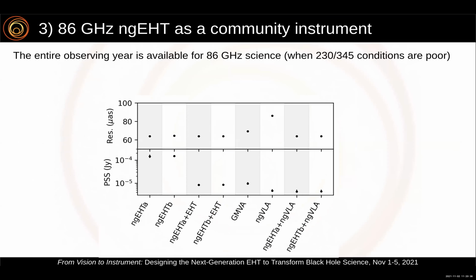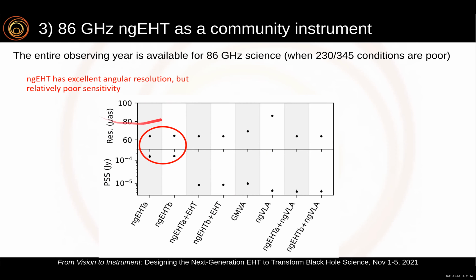Then as a community instrument, what you can do with the ngEHT, so the entire observing year is available for 86 gigahertz science whenever 230, 345 conditions are poor. We looked here at the resolution and the point source sensitivity. So point source sensitivity is coverage dominated, and resolution is obviously the longest baseline spacing. And we looked at the different array combinations and current and future 86 gigahertz arrays. And here ngEHT obviously has excellent angular resolution. So here we mean these expansion sites without the EHT core, but relatively poor sensitivity. If you add the EHT core, you get the sensitivity and the resolution required, of course.